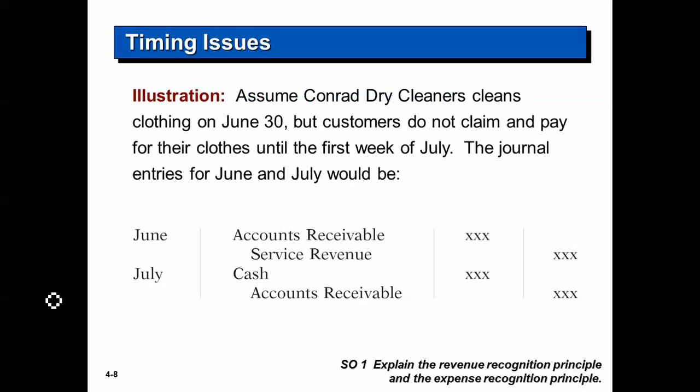Assume that Conrad Dry Cleaners cleans the clothes on June 30th, but the customers do not pick them up until July. Well, the journal entry in June is, I've done the job, so it's debit accounts receivable and credit service revenue. When they come and pick it up in July, they are canceling the accounts receivable. So the journal entry then is debit cash and credit accounts receivable.